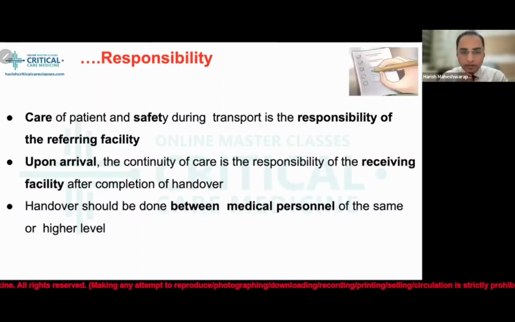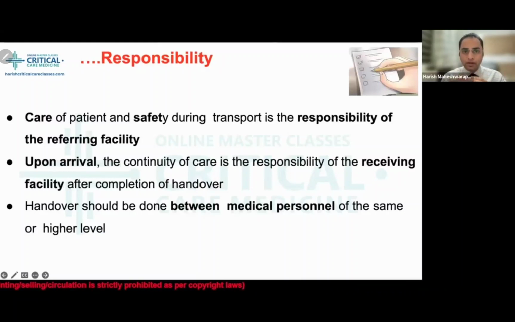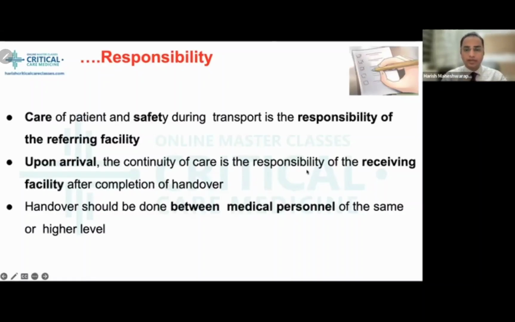Care of the patient and safety during transport is a responsibility of the referring facility, meaning the point from where the patient is started. So we need to have some sort of hold on what needs to be done during the process of transfer also. Upon arrival, the continuity of the care is the responsibility of the receiving facility after completion of the handover.